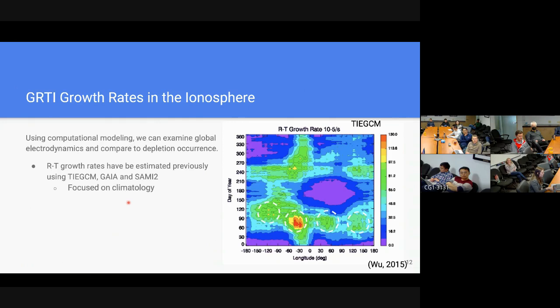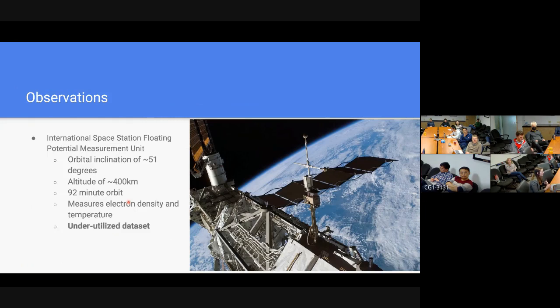Okay, so I've talked about the generalized Rayleigh-Taylor instability growth rates. Now I'll talk a little bit about the observations that I use to look at equatorial plasma bubbles. So I use data from the International Space Station's Floating Potential Measurement Unit. It's just a Langmuir probe you can see here on the outside of the International Space Station. It was placed there to monitor spacecraft charging, but it can also measure electron density and temperature.